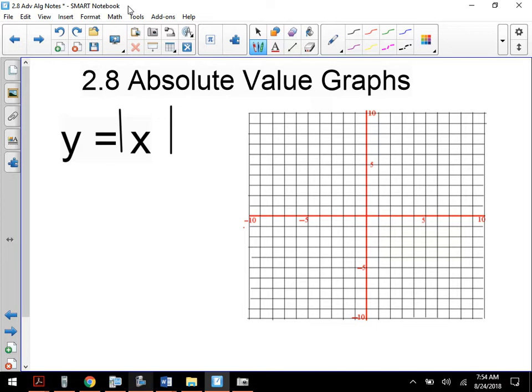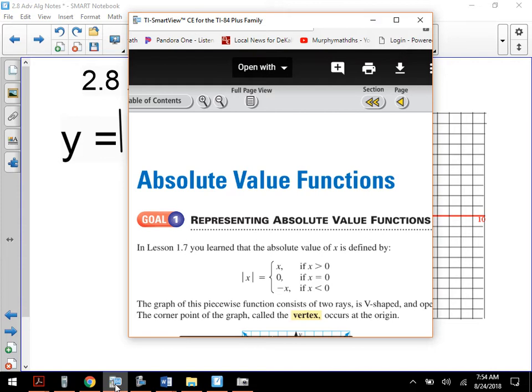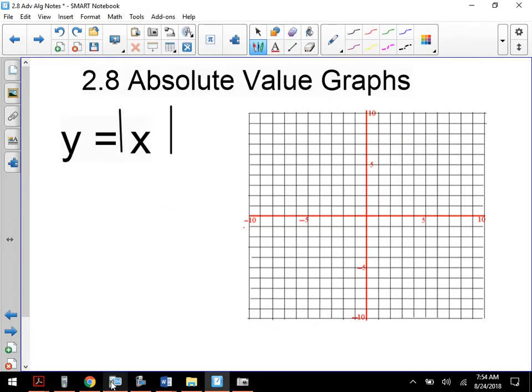All right. So absolute value. Do you guys remember what absolute value meant? Yes, ma'am. Yeah. Absolute value is always how far away something is from zero. So what I want to show you guys is how you do this in the calculator first.